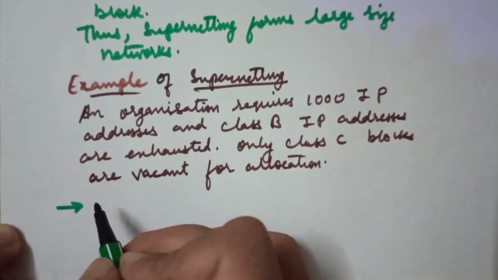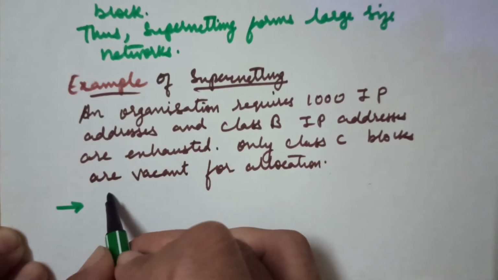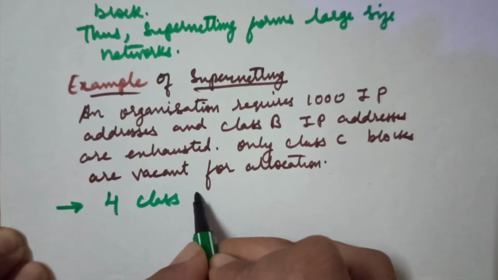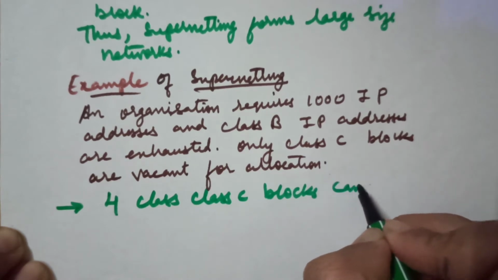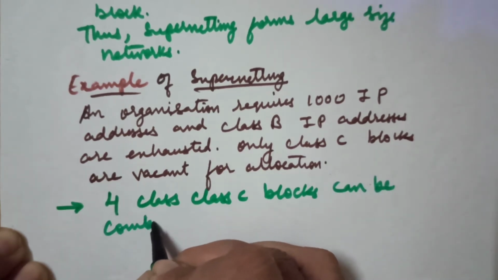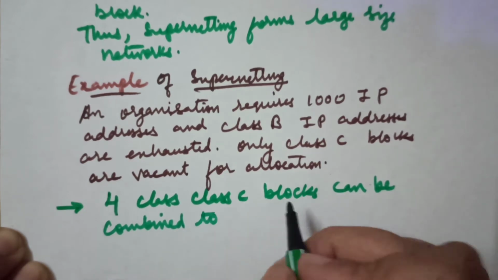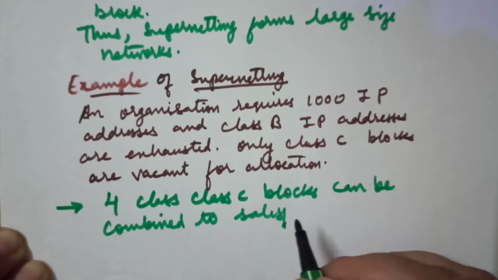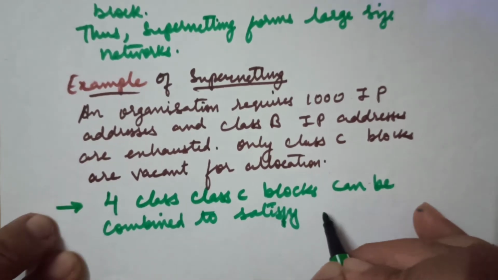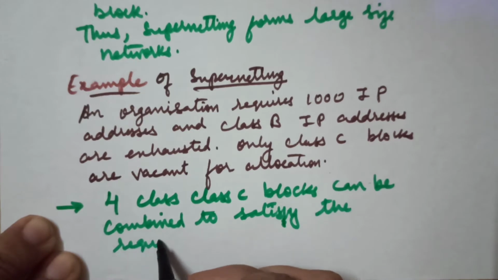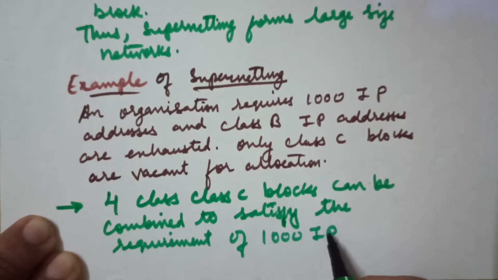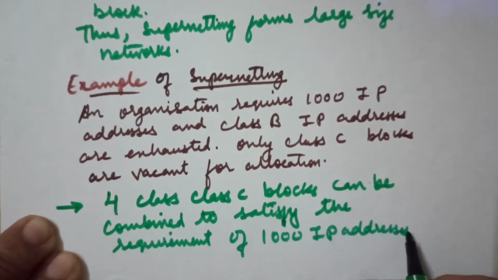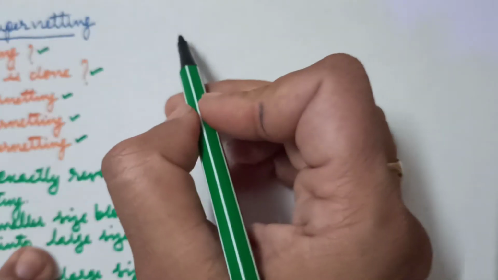Now to satisfy the requirement of this organization, 4 class C blocks can be combined to satisfy the requirement of 1000 IP addresses, because every class C block will provide 256 addresses.